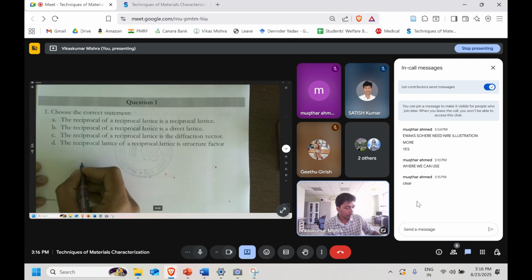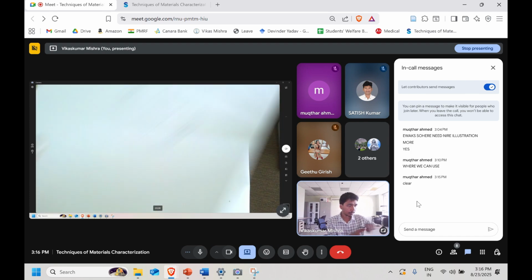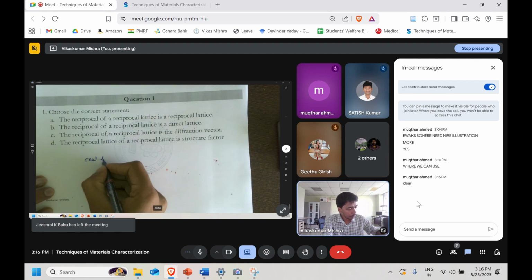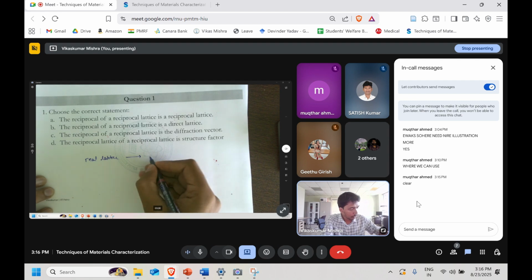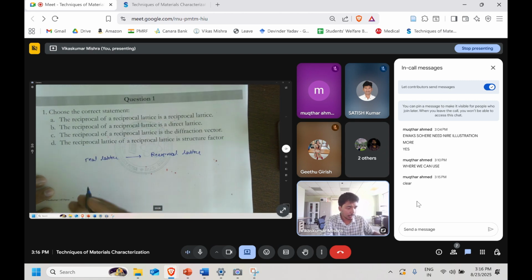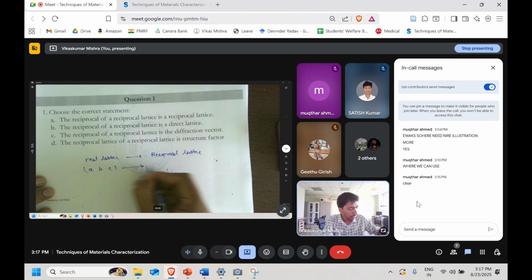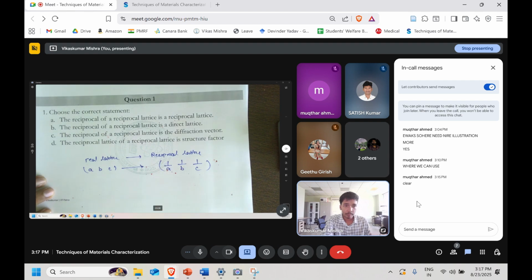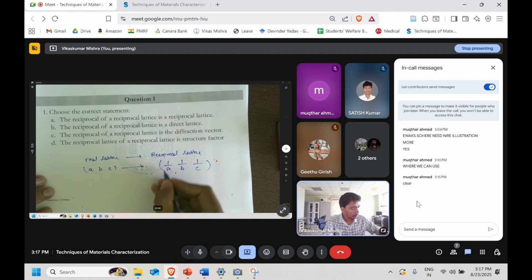See, when we are going from the real lattice to the reciprocal lattice, what are we getting in that case, how are we going about that? If in the real lattice the lattice parameters are a, b, and c, then in the corresponding reciprocal lattice the parameters will be 1 upon a, 1 upon b, 1 upon c. Let us say we denote them by a star, b star, and c star.